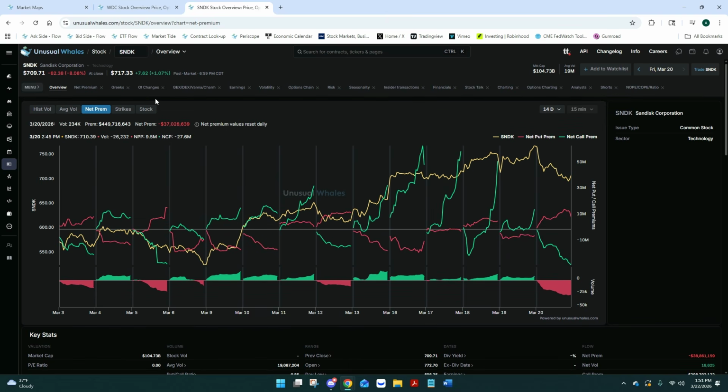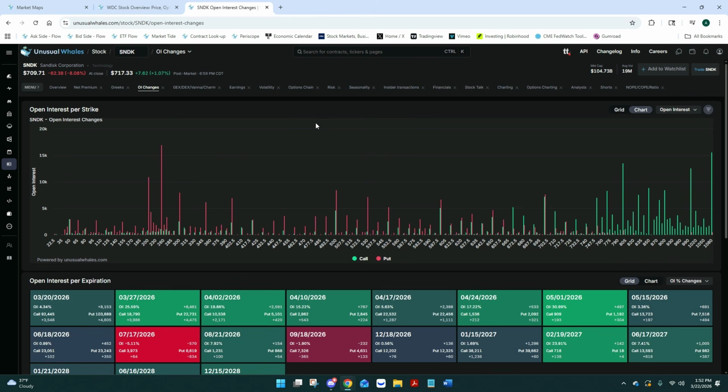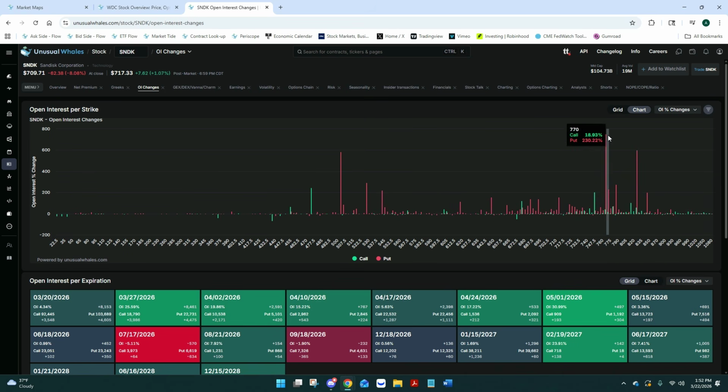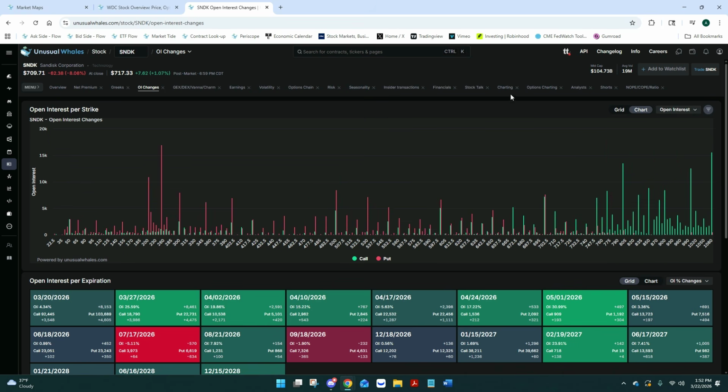I like coming over to that open interest changes tab here. This has a lot of good information in it. If you come over to that tab, you can see all the open interest, the open interest change, and also the percent change too. You get all that information up here, and this is just for that strike only. So there are 13,000 calls on that 800 strike. Maybe that is a strike of interest there.